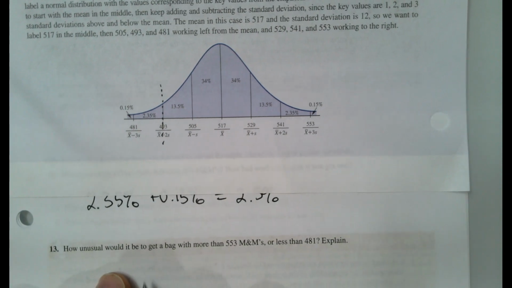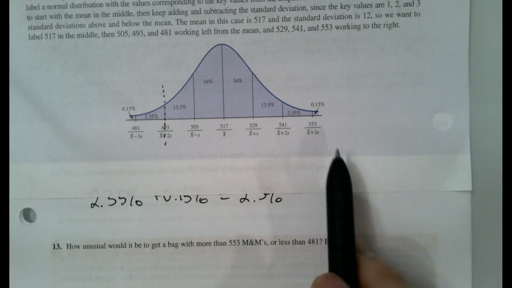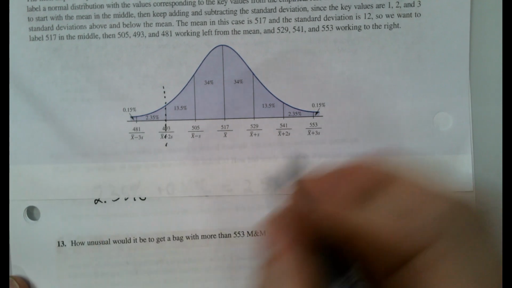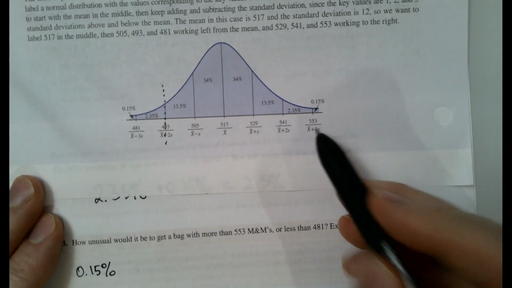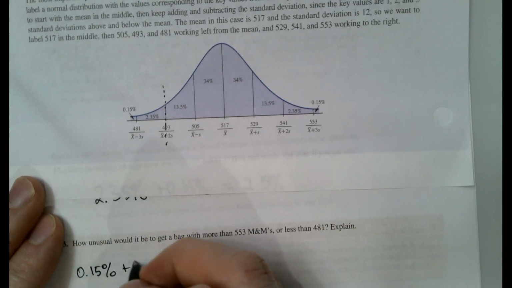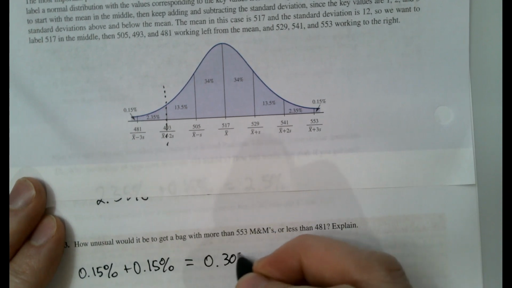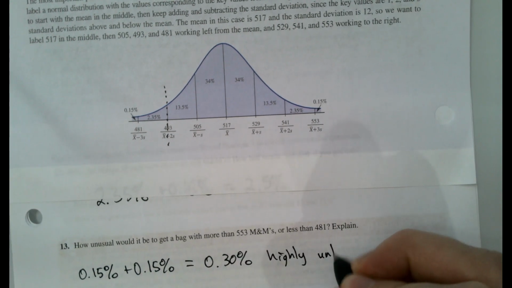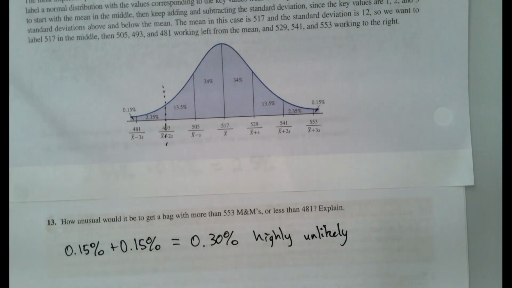And then the next question says, how unusual would it be to get a bag with more than 553 M&Ms, so more than this, or less than 481? Well, notice that more than 553, there's only 0.15% of M&M bags that have more than that. And less than 481, there's really only 0.15% that have less than. So you're looking at 0.3% of the bags. That's really unlikely. Highly unlikely. In fact, a general rule in the stats world is anything less than 5% is unusual.